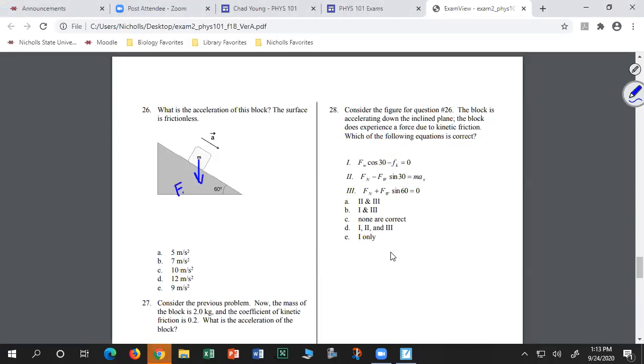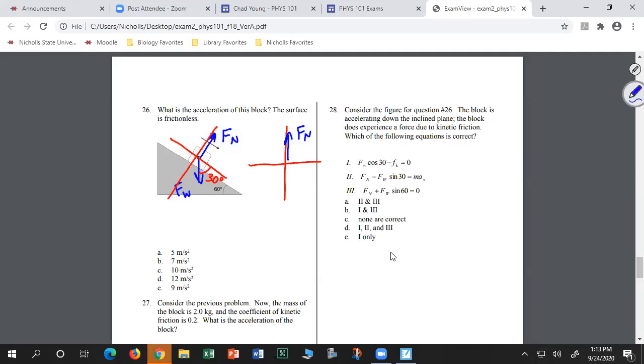I have Fw. Here's Fn. And that's it. Those are the only forces I have. I'm going to resolve the vectors. I have Fn pointed up. By the way, my coordinate system now looks like this, and this angle is 90 minus 60, or 30 degrees.